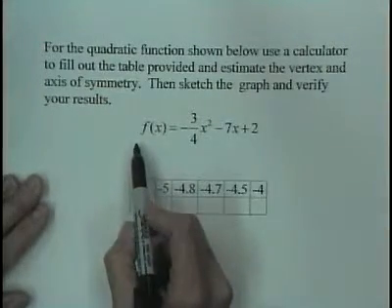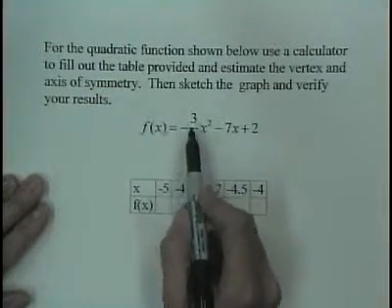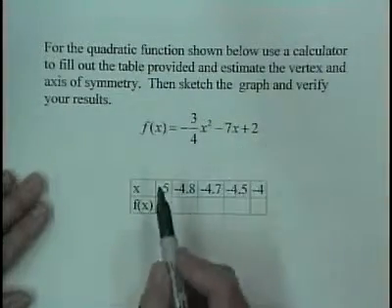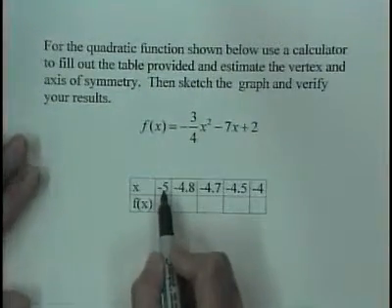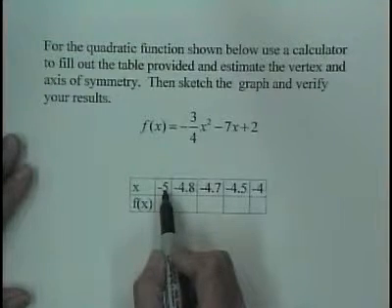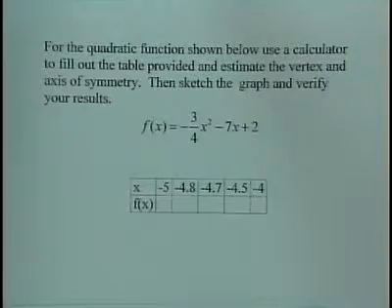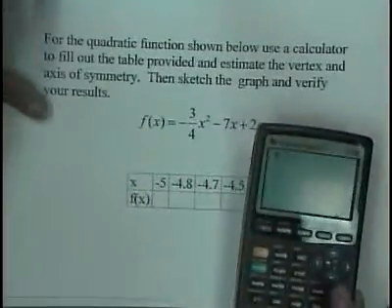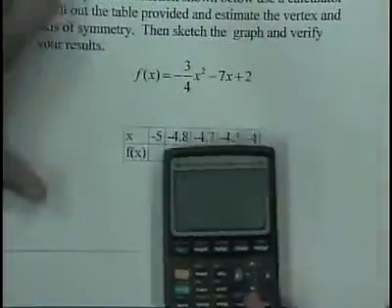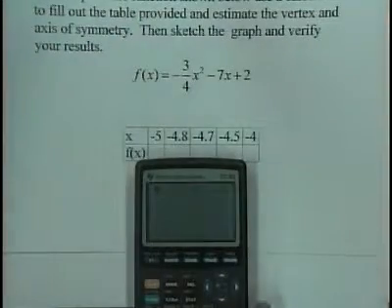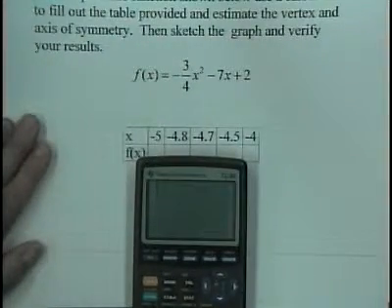So our quadratic function is f of x equals negative 3/4 x squared minus 7x plus 2. And our first item in our table is negative 5, our first x value. Grabbing a calculator at home screen, we're going to enter negative 3/4 times negative 5 squared.